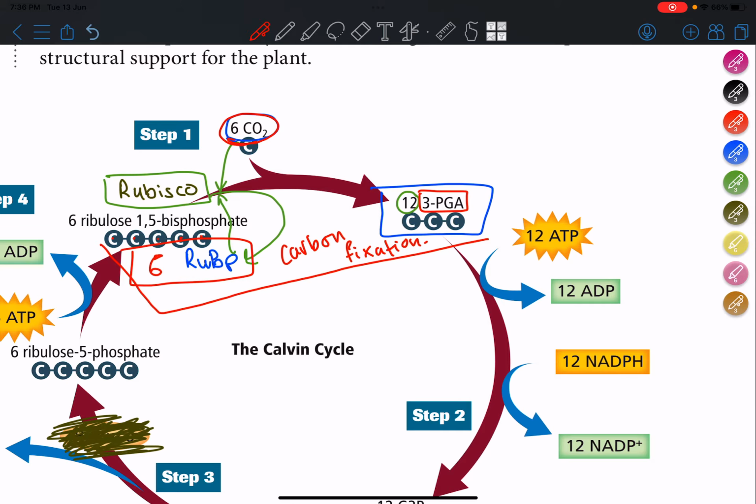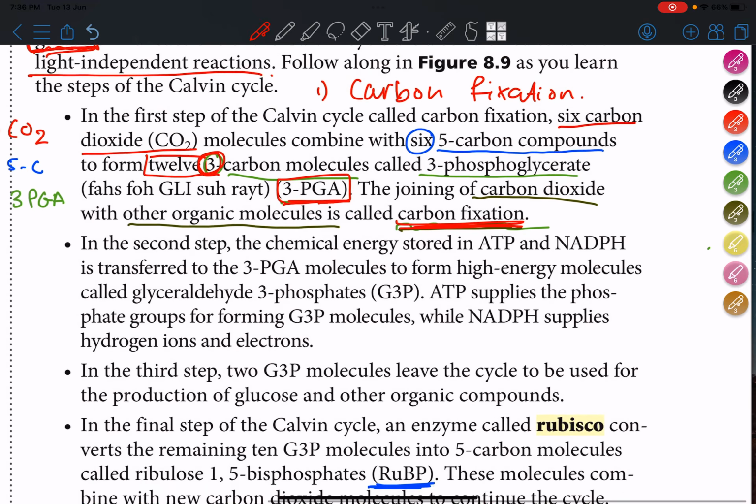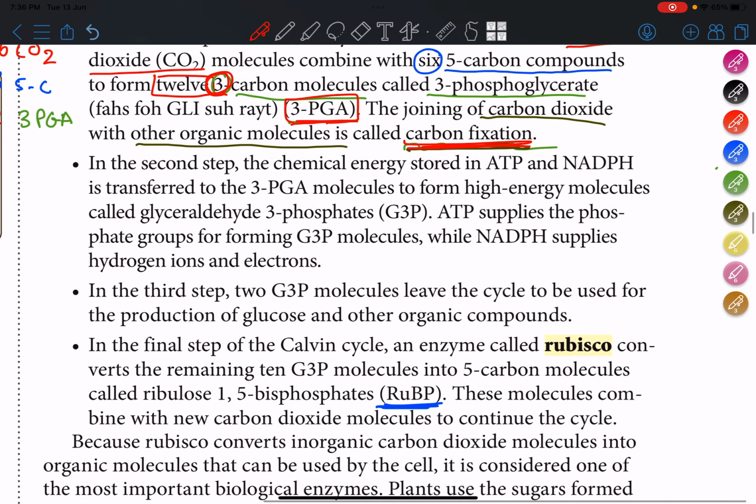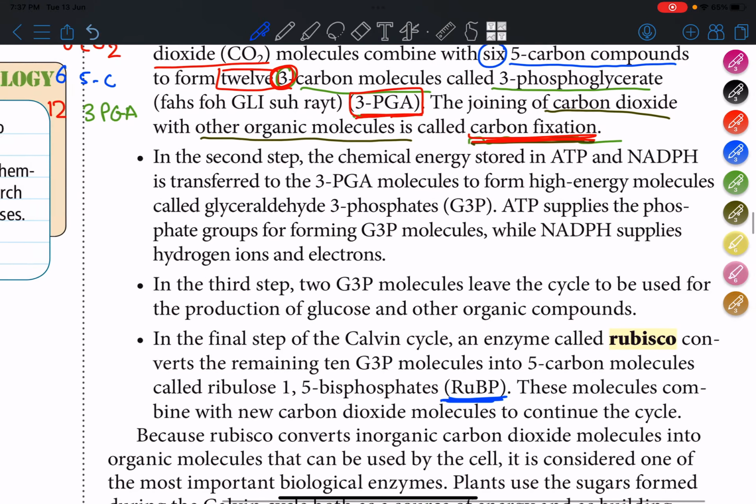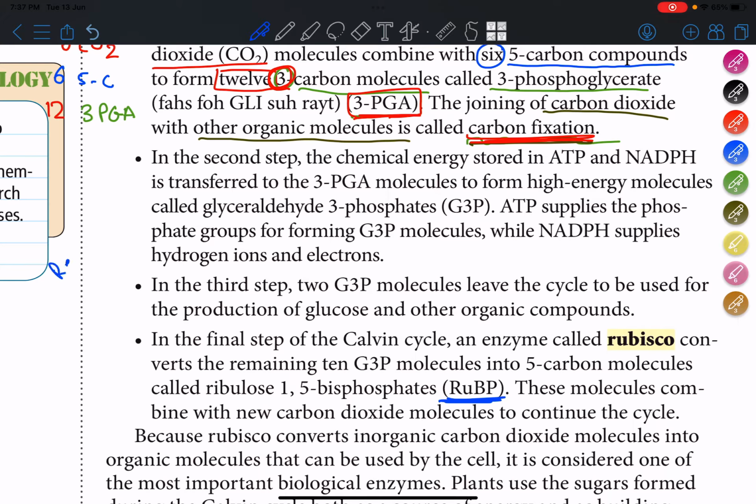This first part is called carbon fixation. So step 1, another name for step 1 is carbon fixation. Okay. The second step that we have is called the reduction phase. Reduction. Another name for it is reduction.